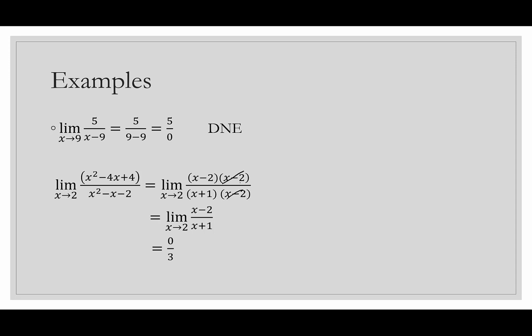Now I have x minus 2 over x plus 1. The 2 gets to be plugged in. That gives me 0 over 3. Now don't just write 0 over 3. You want to do that one more step and go ahead and write that as 0. All right, so we always want to put things in simplest form, and the simplest form here would be 0.